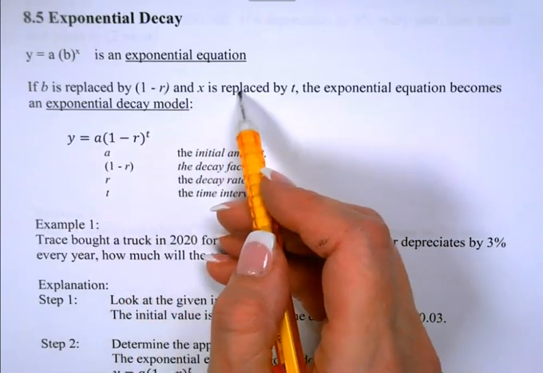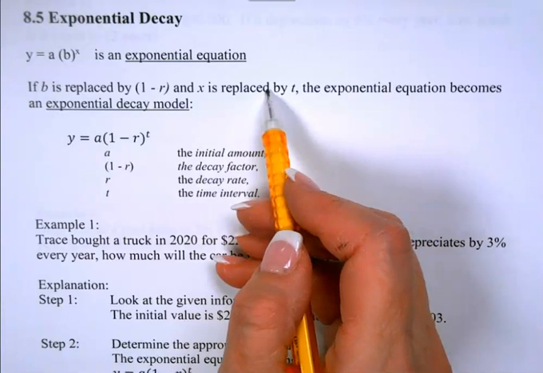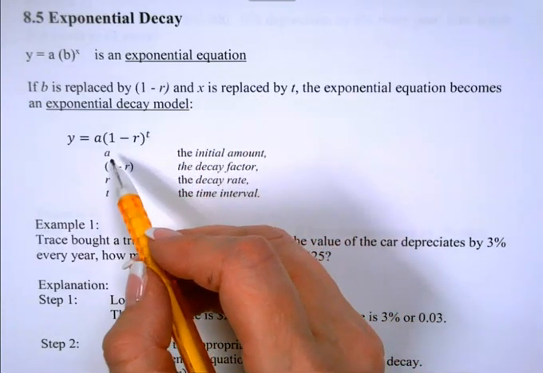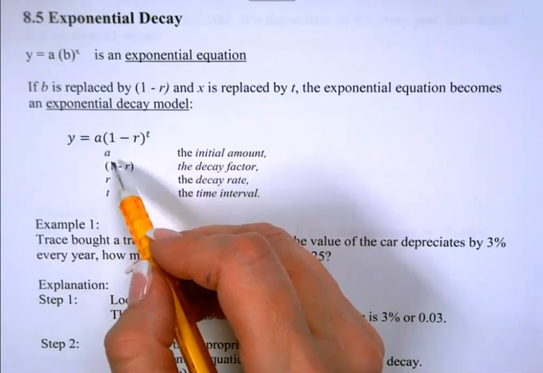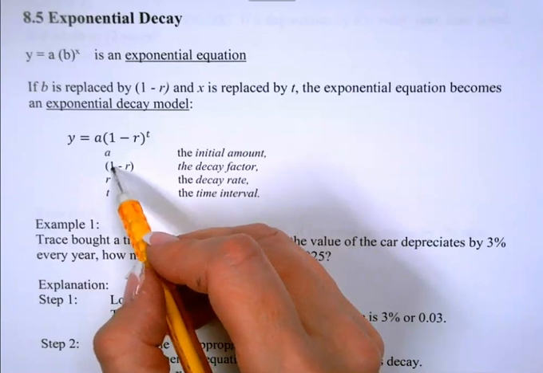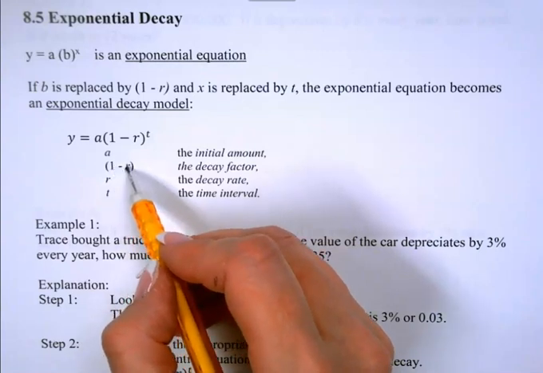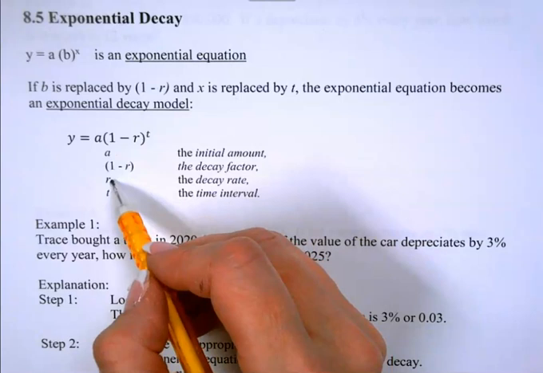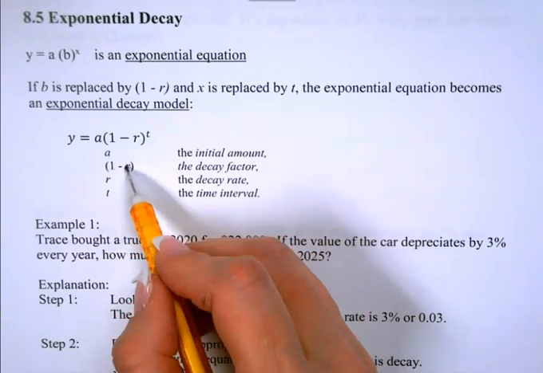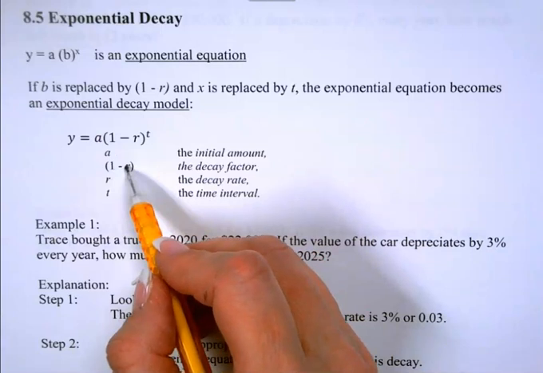We still are replacing the x with t, that's our time, and we have an exponential decay model now. A is still the initial amount. This is the decay factor, 1 minus r, so you have 100% and you're going to lose a little bit. R is the amount that you are losing. That's your decay rate. Your decay factor is 1 minus r.